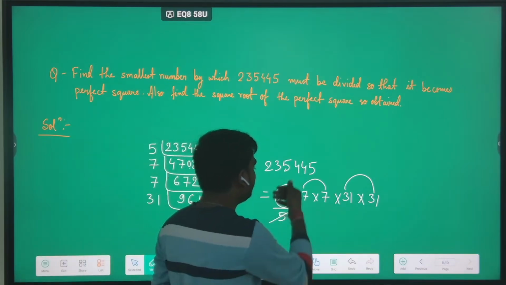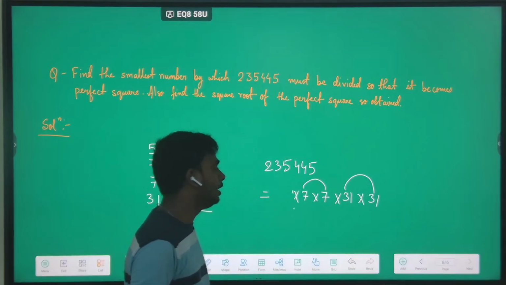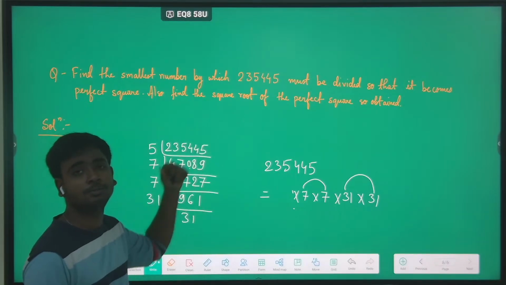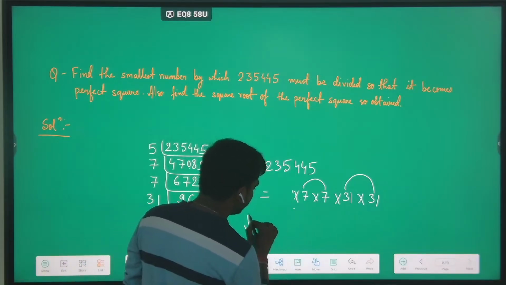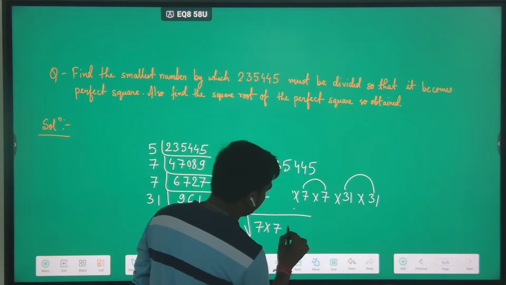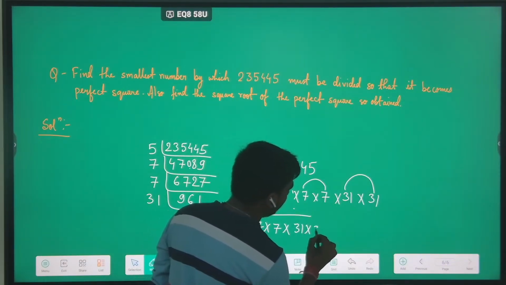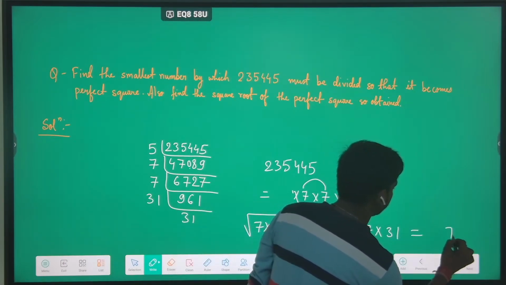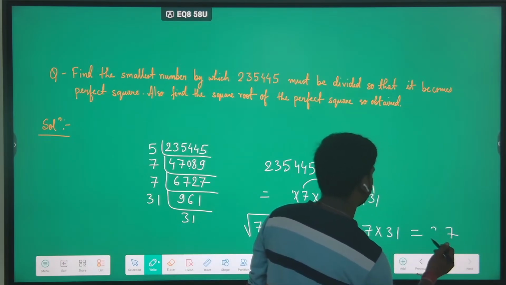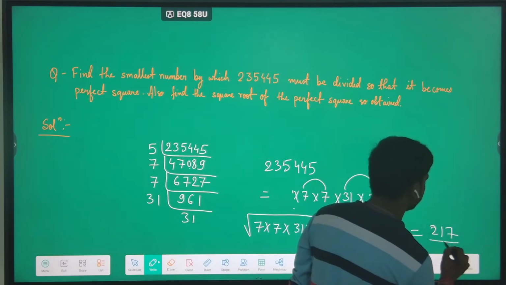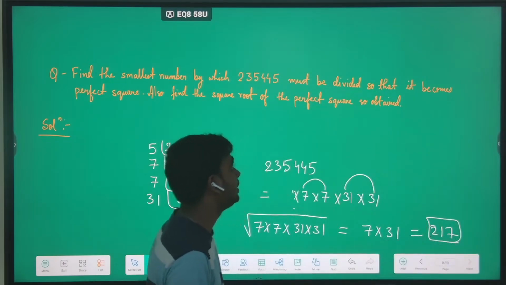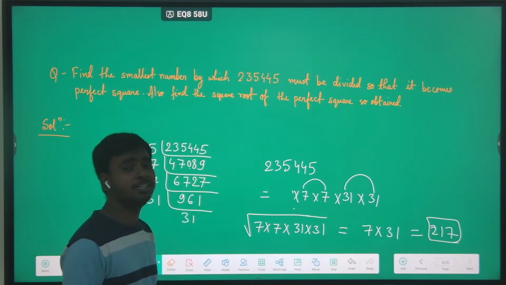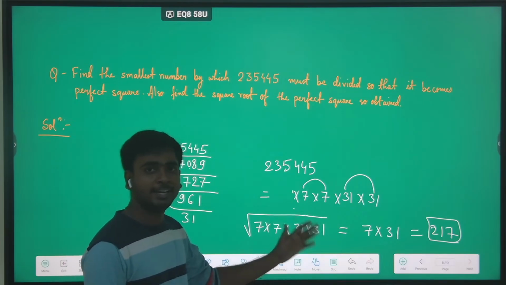Now the resulting number will be what? The resulting number will be 7 into 7 into 31 into 31. And we are asked to find the square root of this new number. The square root of 7 into 7 into 31 into 31 will be 7 into 31. That means 7 into 3 is 21, so we will get 217. So 217 will be the square root of the number obtained on dividing the number by the smallest natural number, that is 5. Okay. Are you getting it?